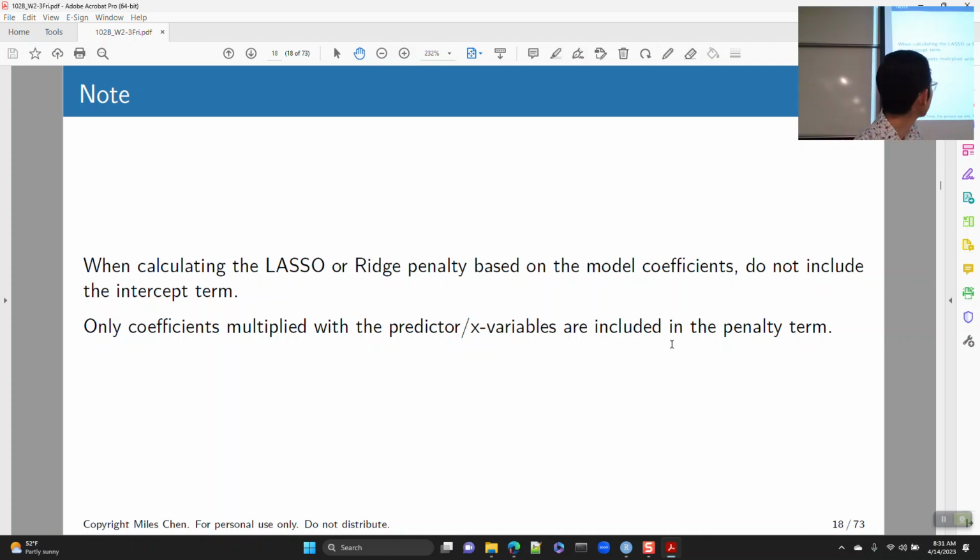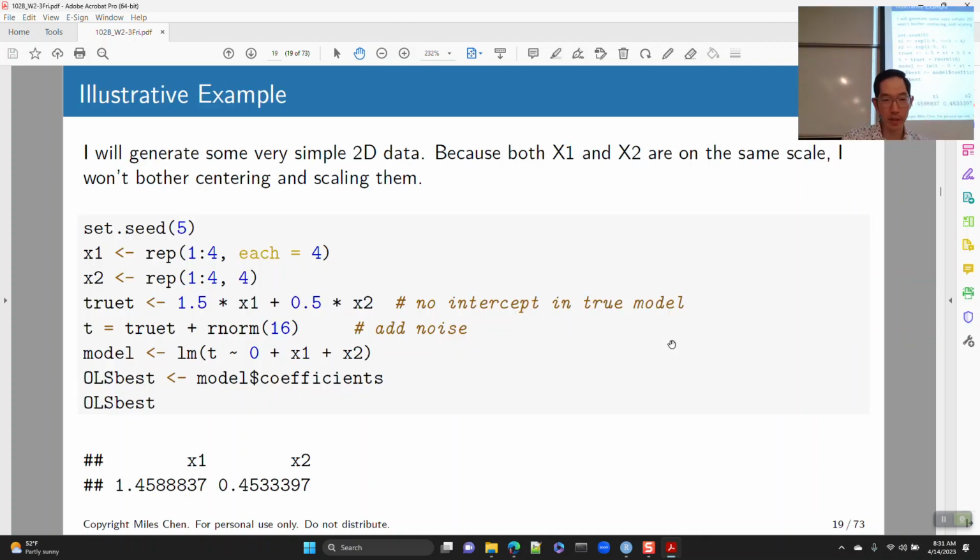Okay. So one note: when calculating the lasso or ridge penalty based on the model coefficients, don't include the intercept term. Only coefficients multiplied with the predictor variables are included in the penalty term. So you wouldn't use the intercept as part of the penalty. Okay.